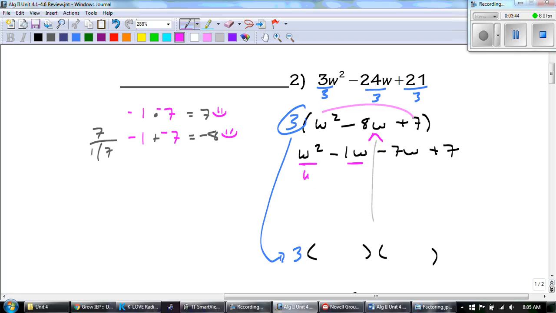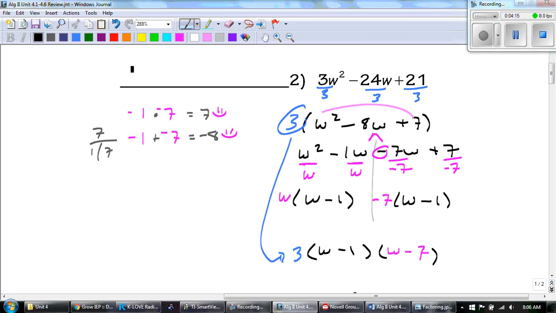The first group I can take out a w. The w comes out front, and we're left with w minus 1. And in the back, I can take out a 7, but since my leading coefficient's negative, I need to make that negative. So then we get w minus 1. So 3 times w minus 1 times w minus 7. Final answer.